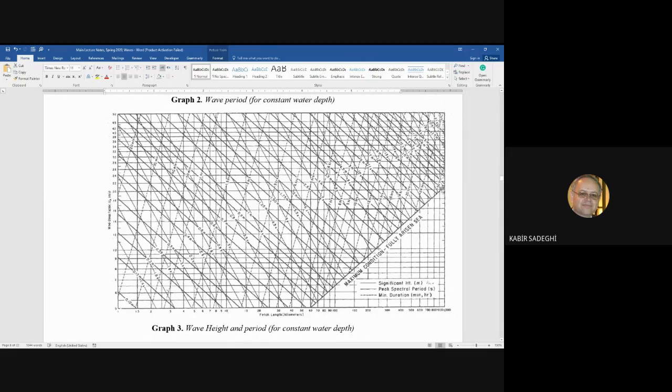And there is a limit line. At the right, you can see one limit line. It is written maximum conditions, fully developed seas. Therefore, we have three graphs. The first two belong to wave height H and wave period T. The last one is related to both of them together.